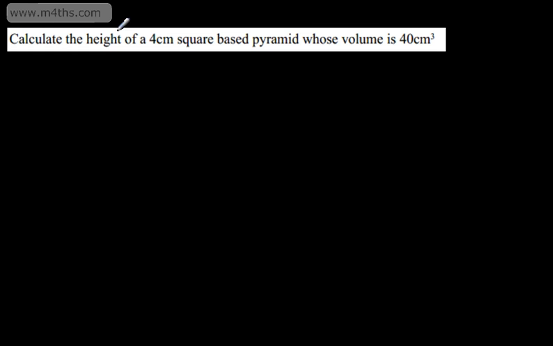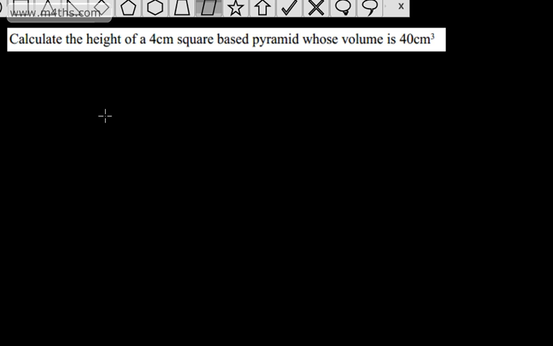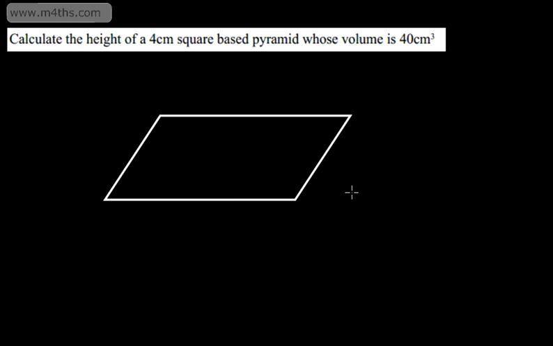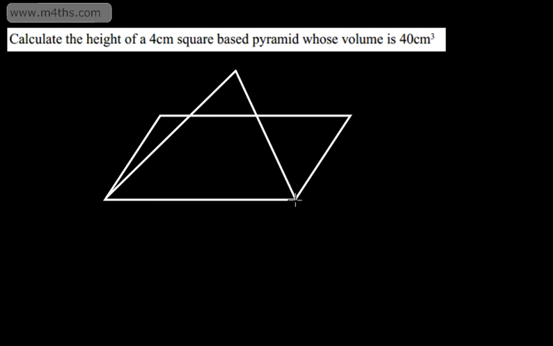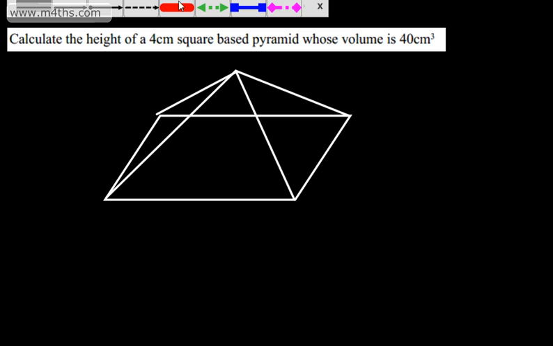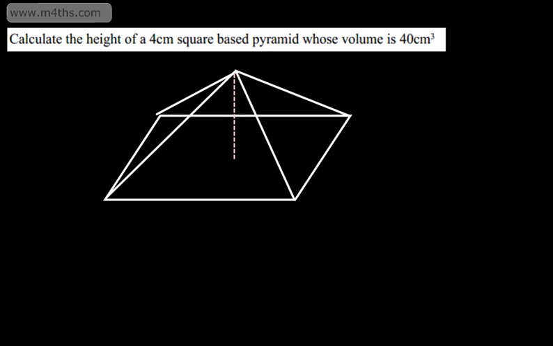In this one, we're asked to calculate the height of a 4 centimeter square base pyramid whose volume is 40 centimeters cubed. So this time we're missing the height. If we sketch this up, again, a little sketch, you certainly don't need these, but it might help out. And then if we put these on, like so, this is going to be our square base pyramid. This time we're given the volume and we need to find this perpendicular height, which we can put on just here.